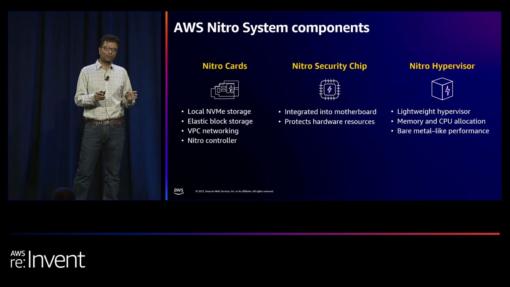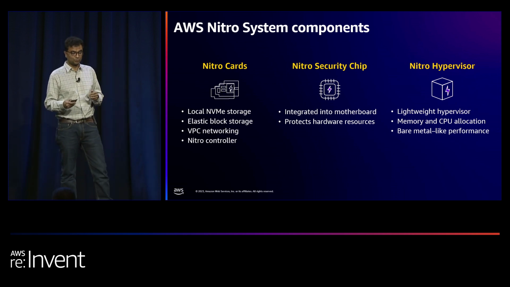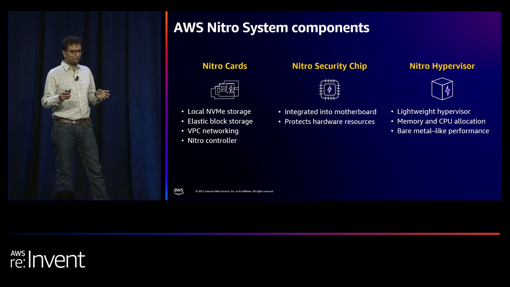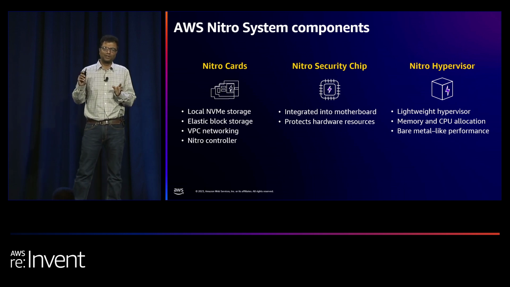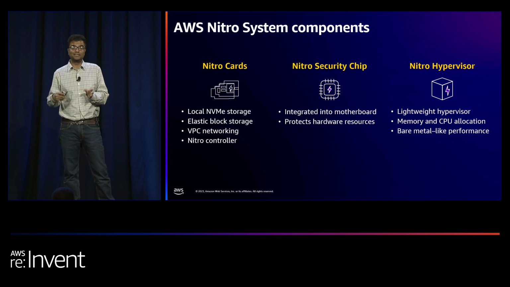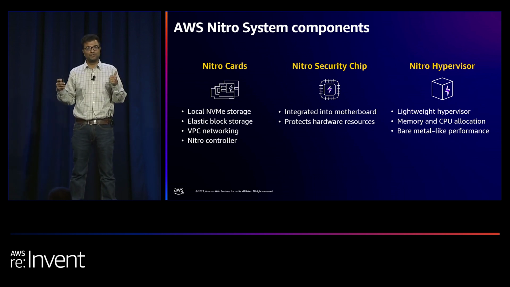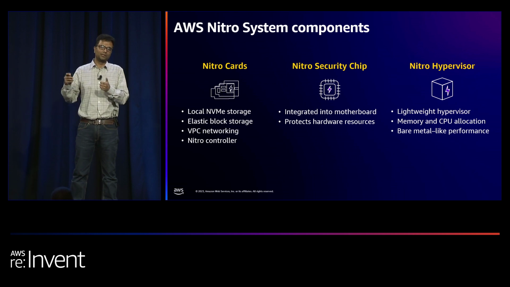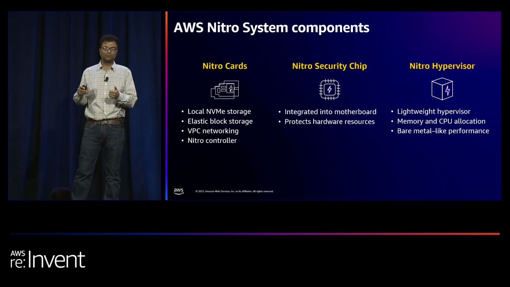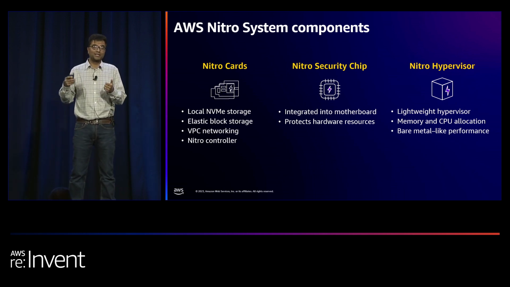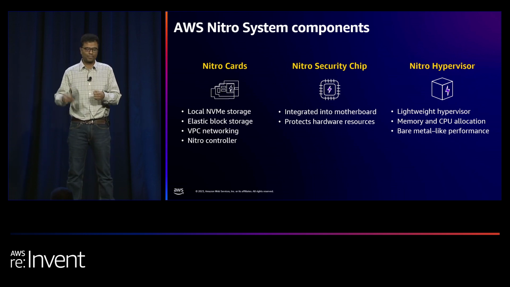So let's take a look at what are the different Nitro cards that we have used. There are different types of Nitro cards for networking, elastic block storage, and the local instance storage. And you can map them or relate them through the instance features that we have offered. For example, the VPC networking card can be mapped to the networking bandwidth that we offer with our instances. The EBS, the elastic block storage card, could be mapped to the EBS bandwidth that we offer with our instances, whereas the local NVMe storage can be mapped to the disk-based instances that we have.